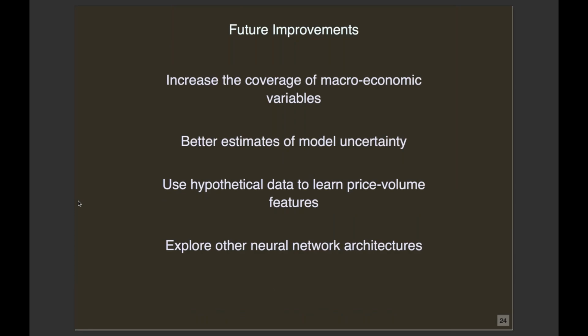So what are the future improvements that can be done in this particular strategy? We could increase the coverage of our macroeconomic variables to further distribute the risk of overfitting. The other thing is we could come up with better estimates of model uncertainty. Right now, we just used dropout variance as one estimate.